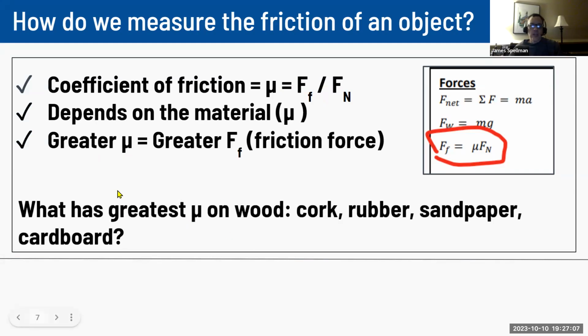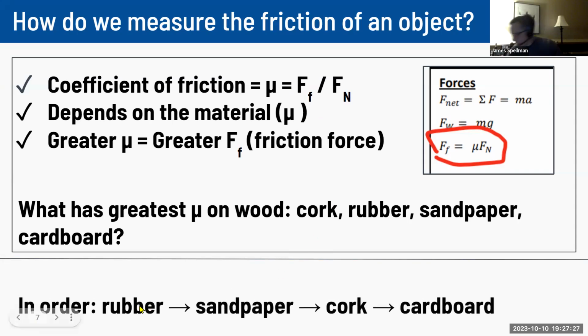So you could kind of think, if you had these things to choose from and you're trying to push them across wood, which one would have a greater mu? Cork, rubber, sandpaper, or cardboard? You'd want to think which one would require the most force to be able to actually get it to move. And we want to say if they all had the same weights as well. So the one that would be the hardest to move, if we went through and looked at these, would be rubber.